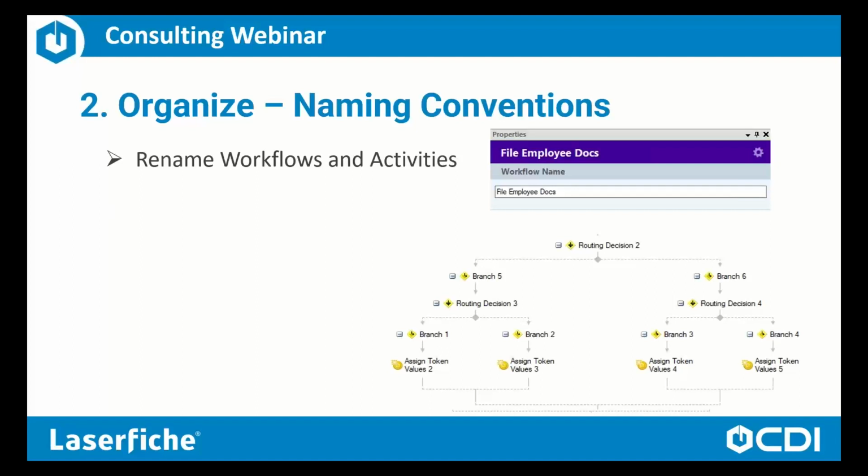Our first step for organization is going to be renaming our workflows and activities. So here we have a very messy workflow. I have no clue what it does other than file employee docs. I don't know what department this is for. I can't tell what anything is doing other than branching and assigning token values.